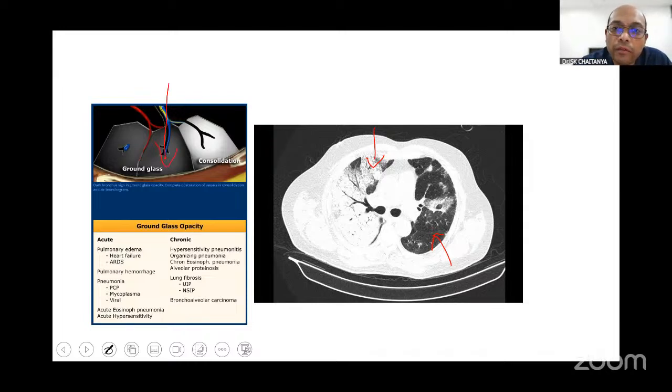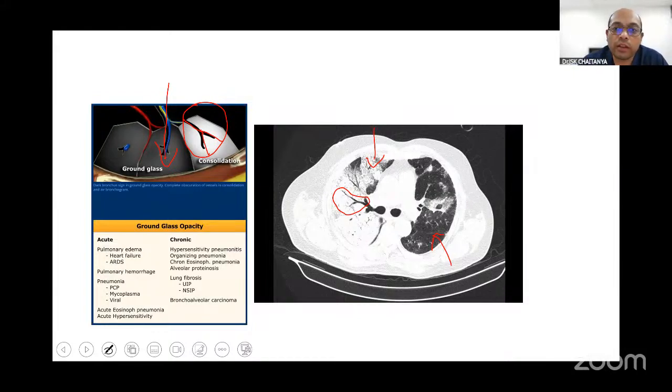But if the opacification is so dense that even the blood vessels are opacified and you will be able to see only an airway in it with air, as we are seeing here, this is called consolidation. The characteristic finding is called air bronchogram, where the airway is clearly seen surrounded by dense structures, where what normally has to be black is all opacified. So this is called ground glassing or consolidation.